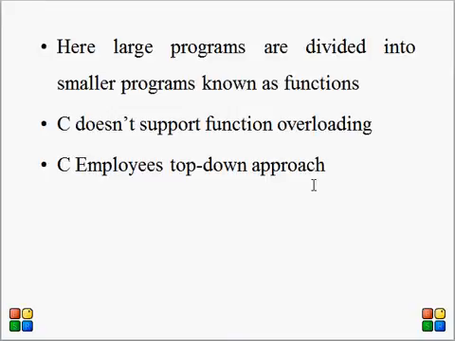C does not support function overloading. If you already have one function with a name, we are unable to define another function with the same name. We will see in later videos what function overloading is. C implies the top-down approach. These are the features of the C language. I don't want to give more theory; I will give explanations in part 2 of my C++ videos.